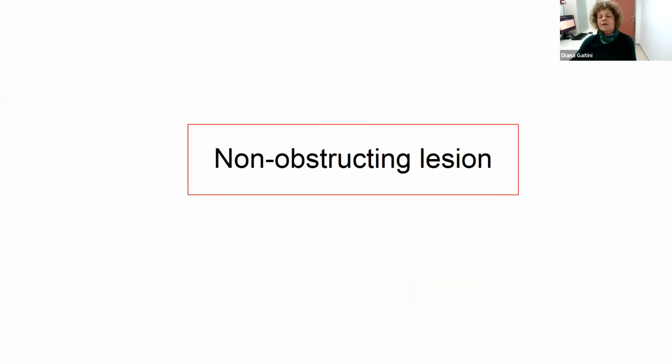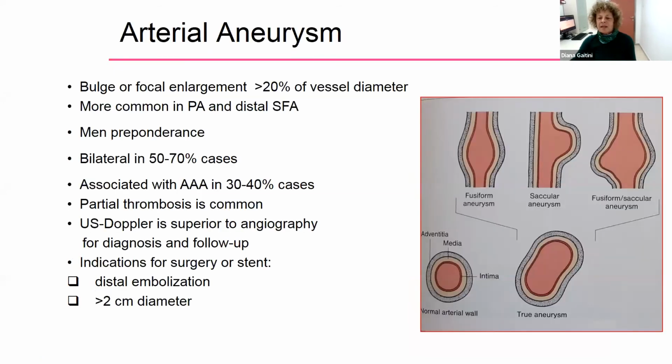Now I will go to the non-obstructing lesions, starting with arterial aneurysma. It may be a bulge or focal enlargement of the vessel, reaching a diameter more than 20% of the original vessel. It will be more common in the popliteal and the distal superficial femoral artery. It has a preponderance in men. And be careful, because it may be bilateral in up to 70% of cases and associated with abdominal aortic aneurysma in up to 40% of cases.